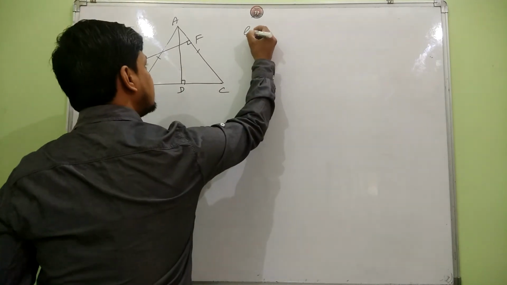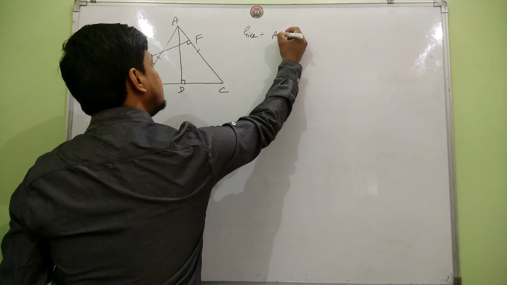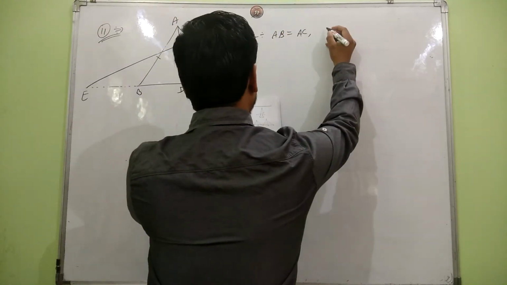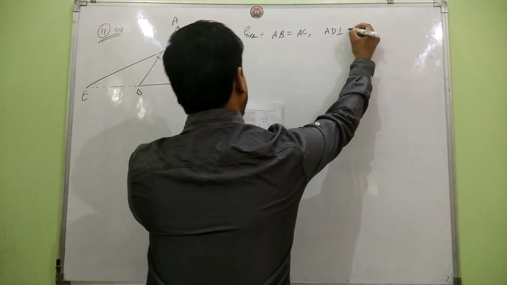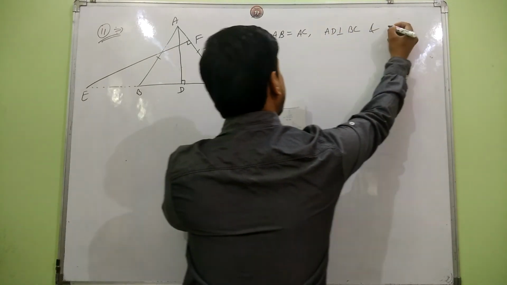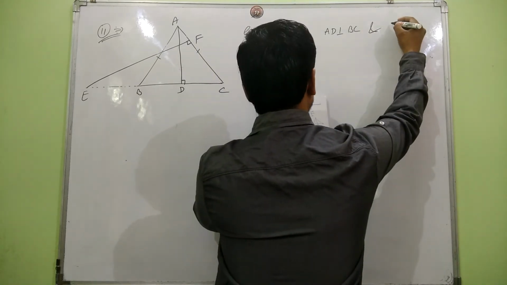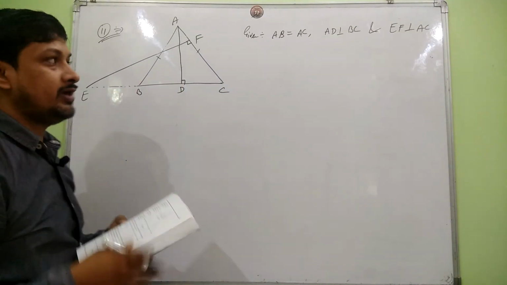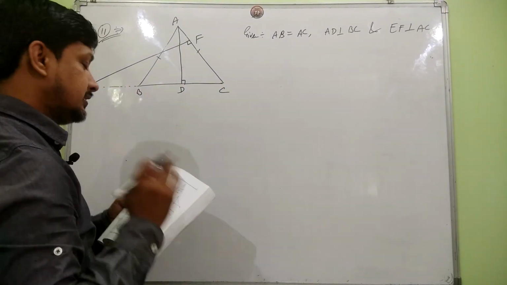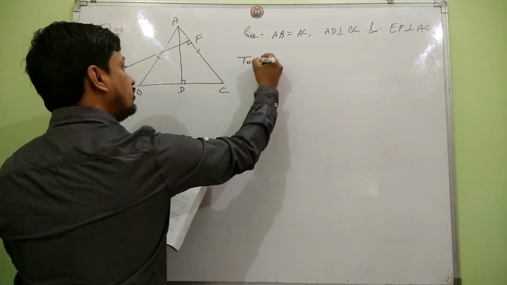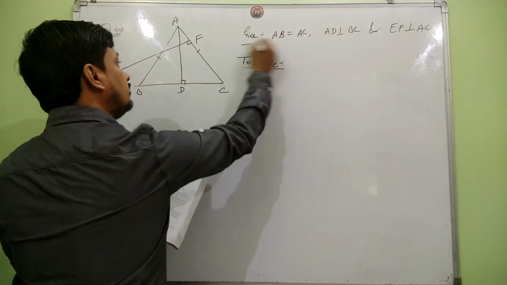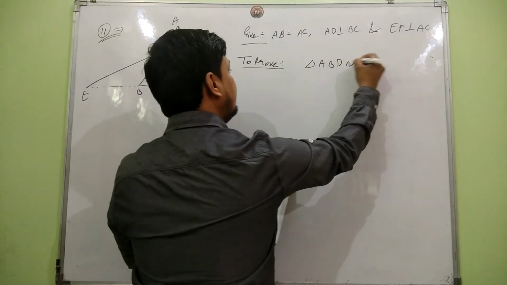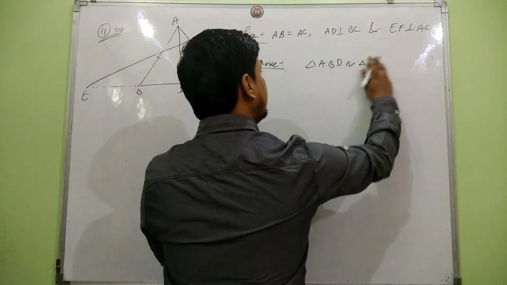So what are the things we have been given? Especially AB equal to AC, that is an isosceles triangle, and the perpendiculars. First, AD is perpendicular to BC, and also EF is perpendicular to AC. No, this is given. And what we want to prove is that triangle ABD is similar to triangle ECF.